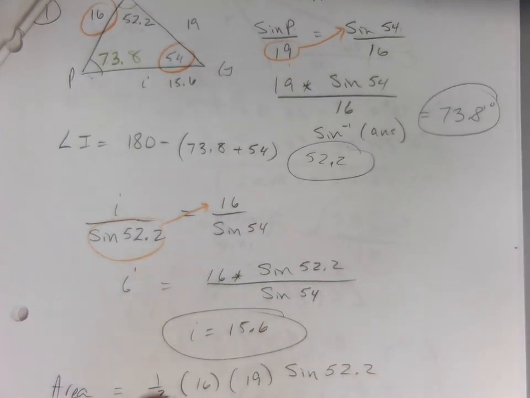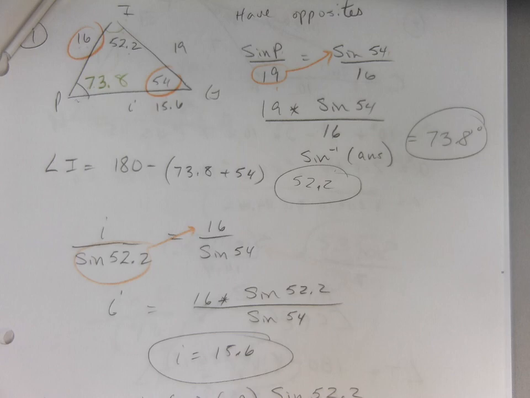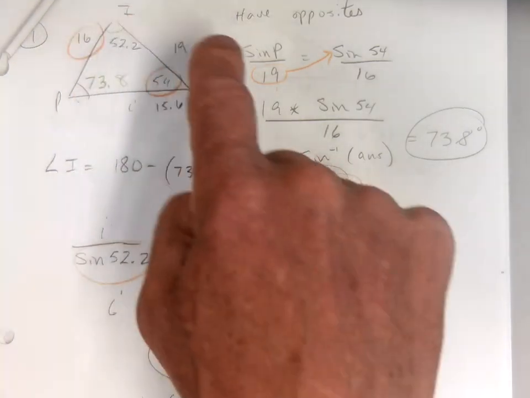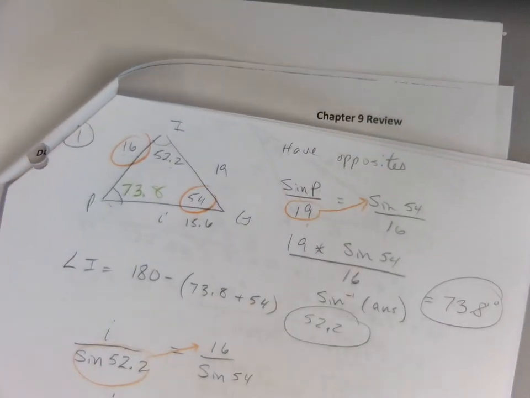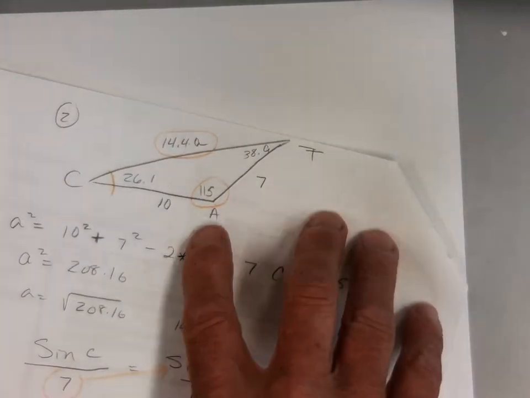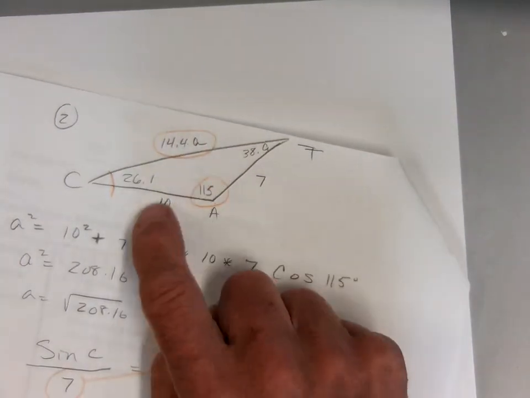Area is just 1/2 adjacent times adjacent times the sine of the angle, so I picked these two sides, which made that my included angle, okay? All right, on number two, I did not have a pair of opposites. What I had was side, angle, side.